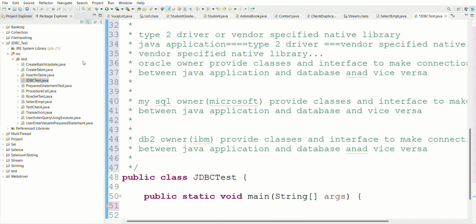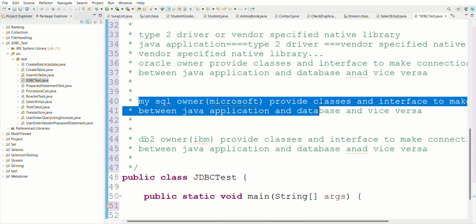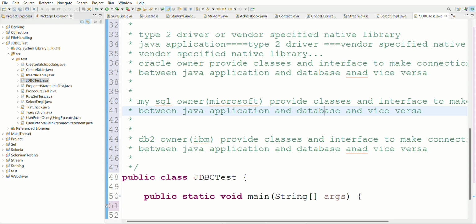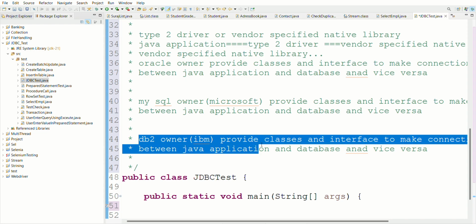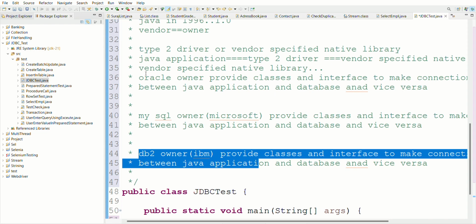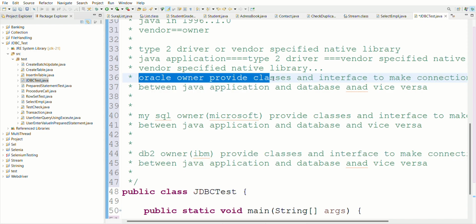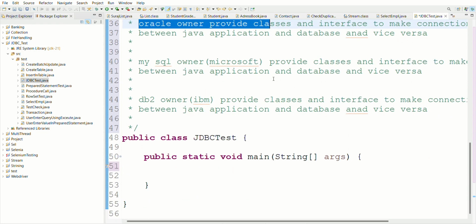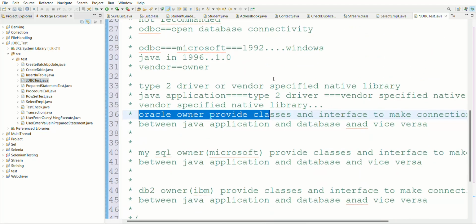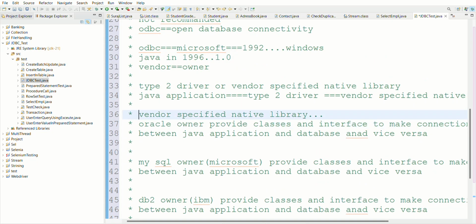Here different database companies will provide their own implementation, like MySQL, whose owner is Microsoft. So Microsoft has provided the implementation for MySQL. DB2 implementation will be provided by the IBM owner. So the Oracle owner will provide the implementation for Oracle. So different databases and different owners will provide their implementation in the type 2 driver. Got it?